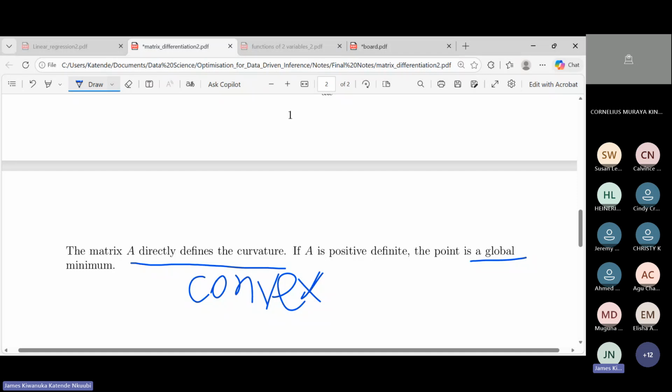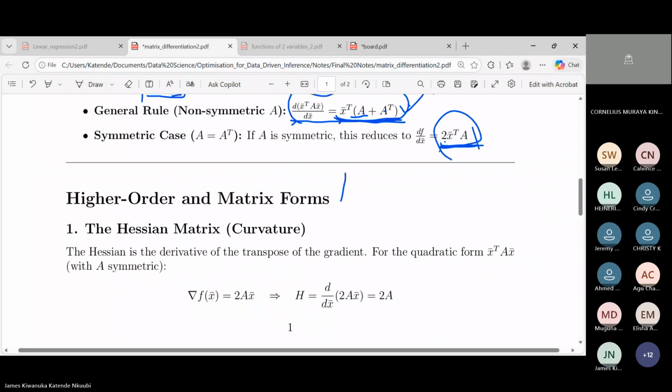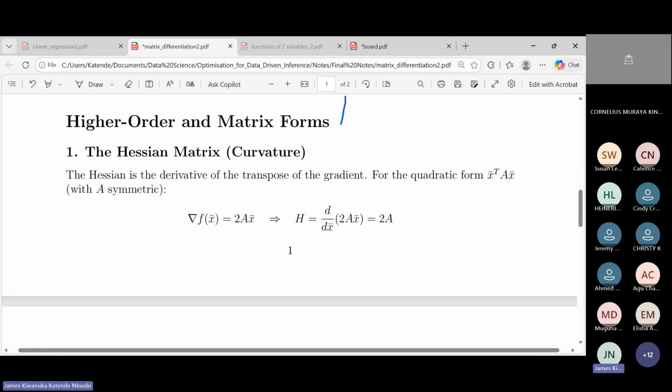Are there any questions on this? I have shared this with the class rep, so you will have a copy of this.